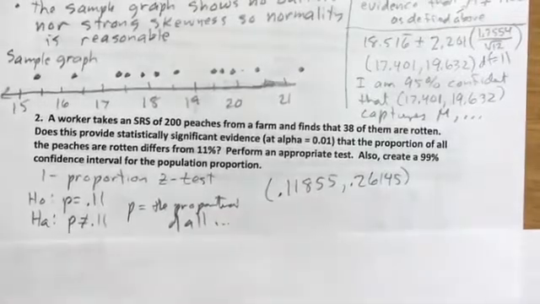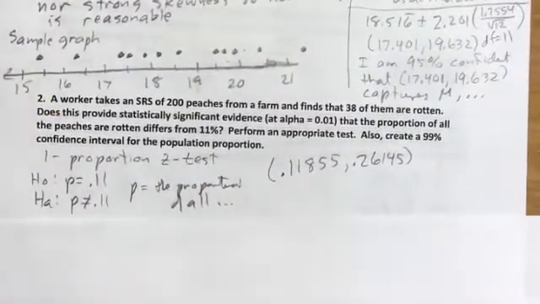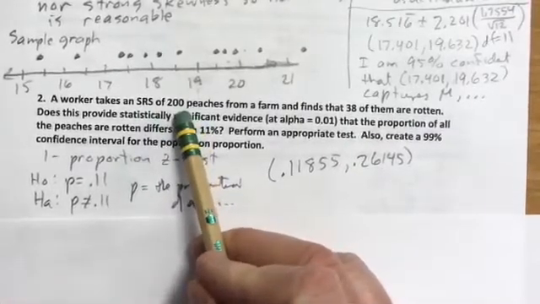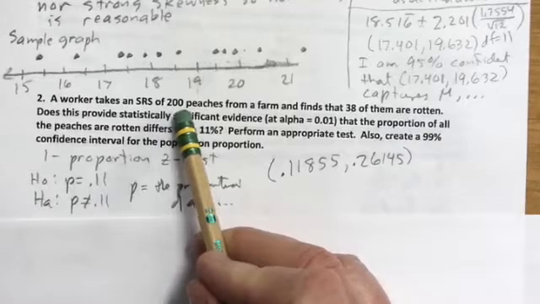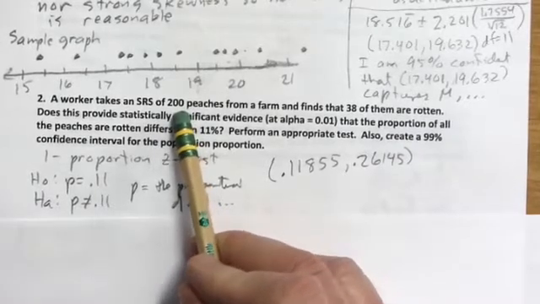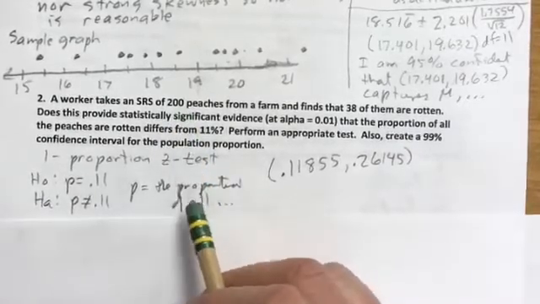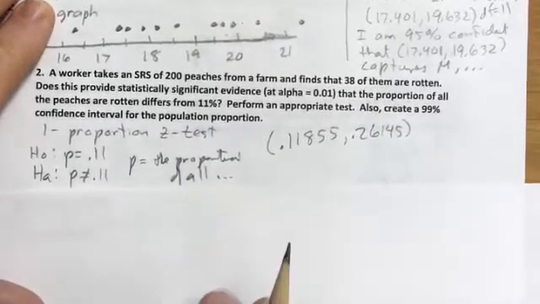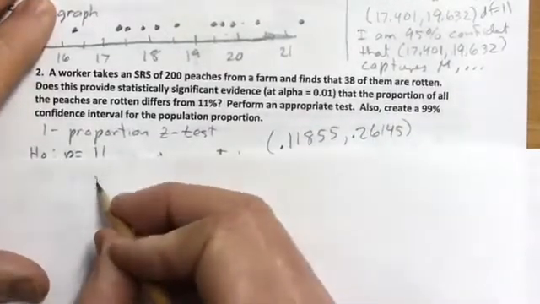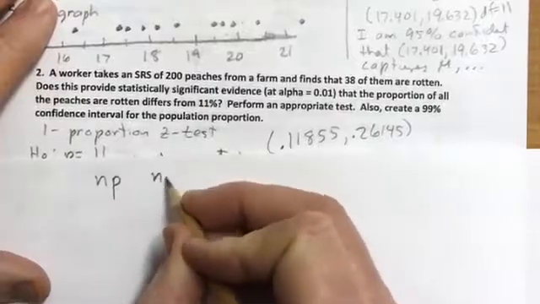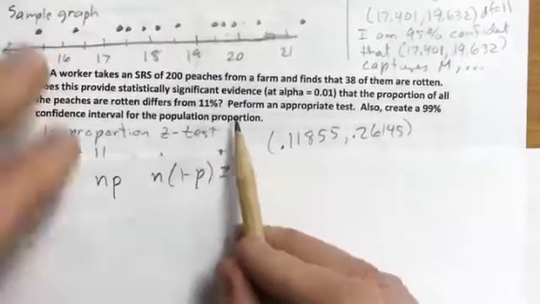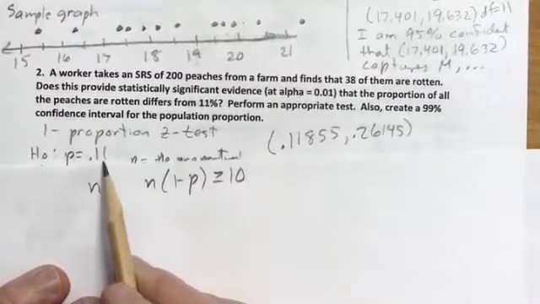Okay. And then you would say, just like we did up there, it says an SRS was taken, so random conditions met. There must be at least 2,000 peaches at this farm for our sample size to be less than 10% of our population size. And then for normality, remember, in regards to this, we need n times p and n times 1 minus p to be greater than or equal to 10. And since we're doing a hypothesis test, we use 0.11.